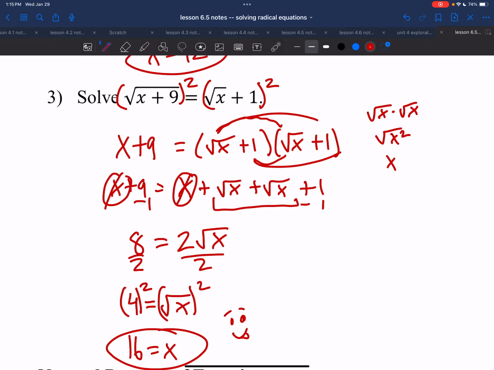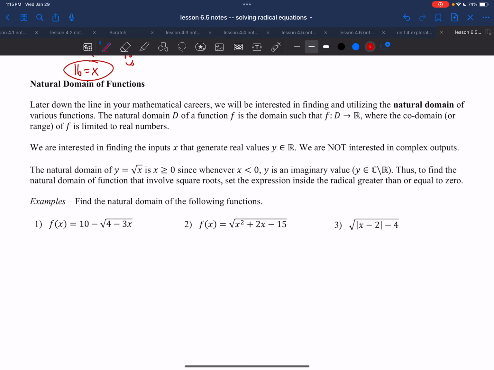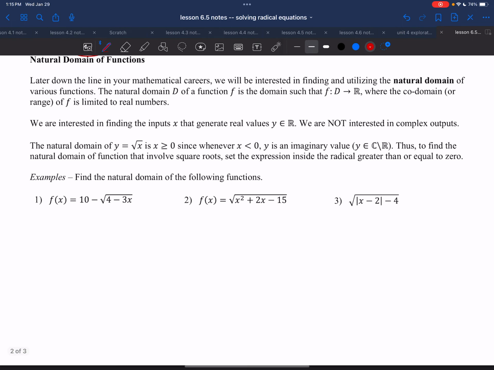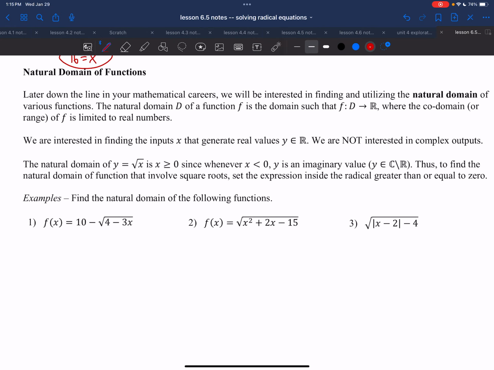Okay, so that does it for solving, which is the majority of what this lesson is over. There's one last little tidbit here, though, and that's on what we call natural domain. And if I'm not careful, I'll talk about this a little too long. So I'll try to be concise for you, okay?